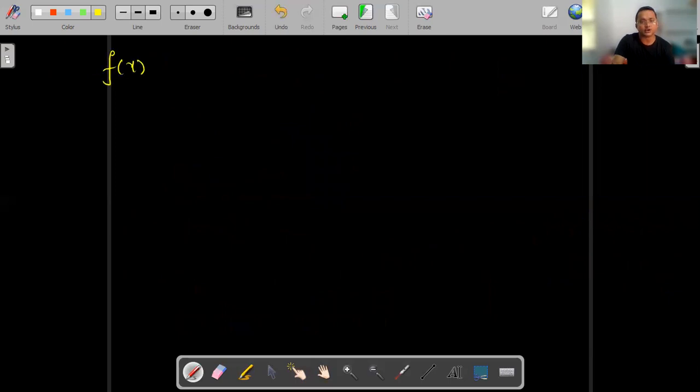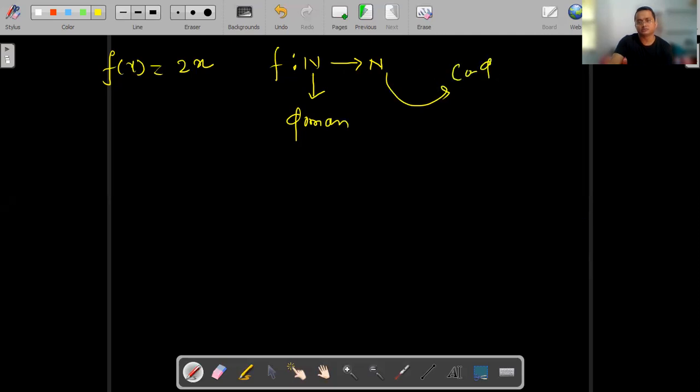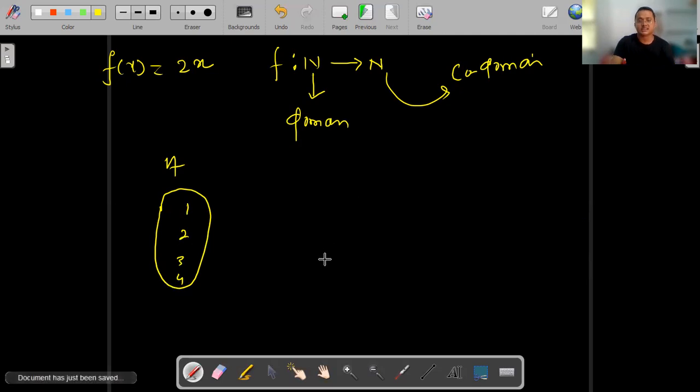So let's say f(x) is equal to 2x, and the function is defined from natural numbers to natural numbers. So now you tell me whether this is an into function or not. See here, this is the domain, and this is the codomain. So let us say set A is 1, 2, 3, 4. These are the elements of set A, and set B.